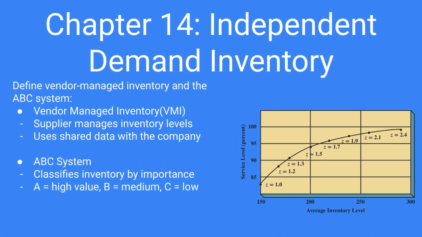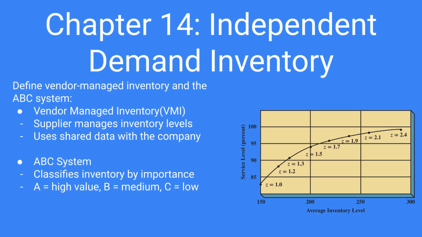Vendor managed inventory is a system where the supplier is responsible for managing inventory levels at the customer's location. The supplier has access to sales and inventory data and decides when to restock. This helps reduce stockouts, lower inventory costs, and improve efficiency through better coordination.